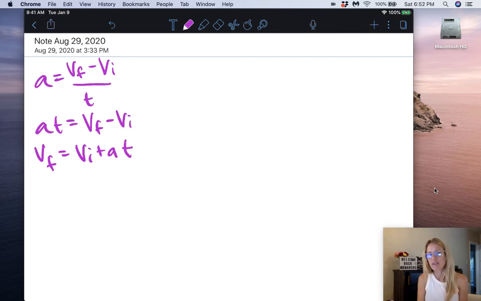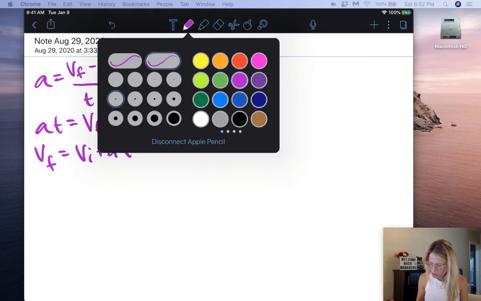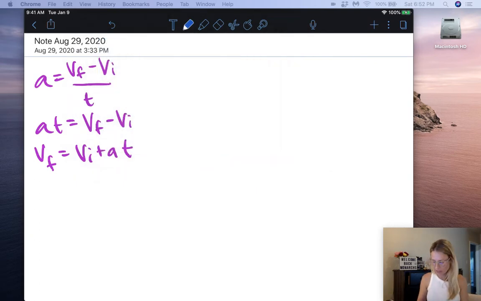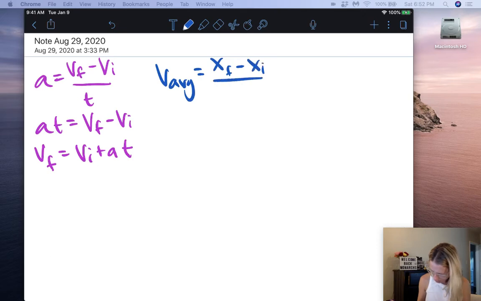I'm going to leave that there for a second, and we're going to go to a different equation. So this whole thing is basically four different equations all kind of put into one, all right? The next equation that we're going to look at is the average velocity equation. So the average velocity equation is the one that you learned for velocity. So that's v average is equal to the change in position, or the displacement, so final position minus initial position over time.